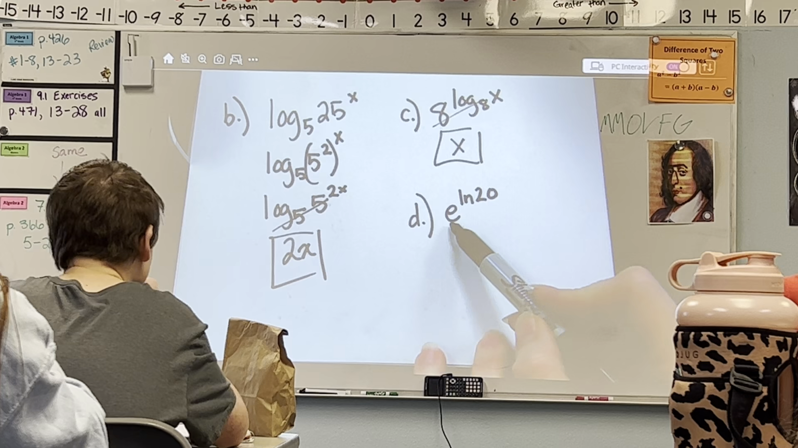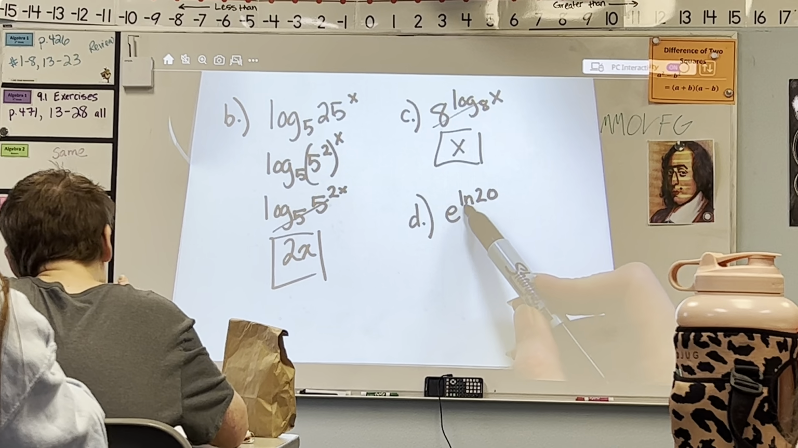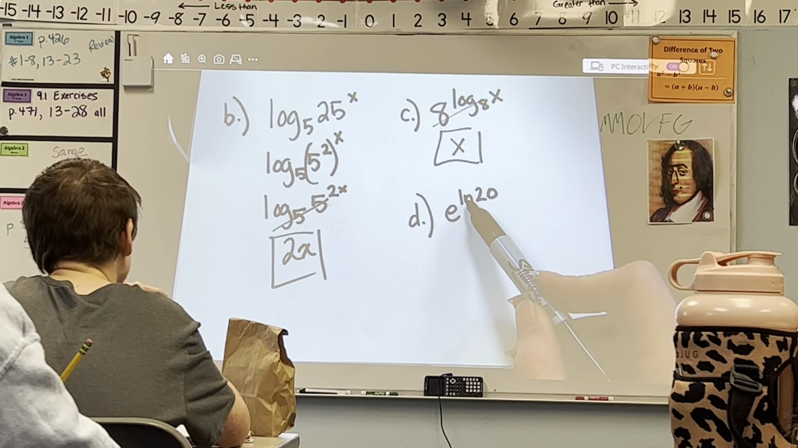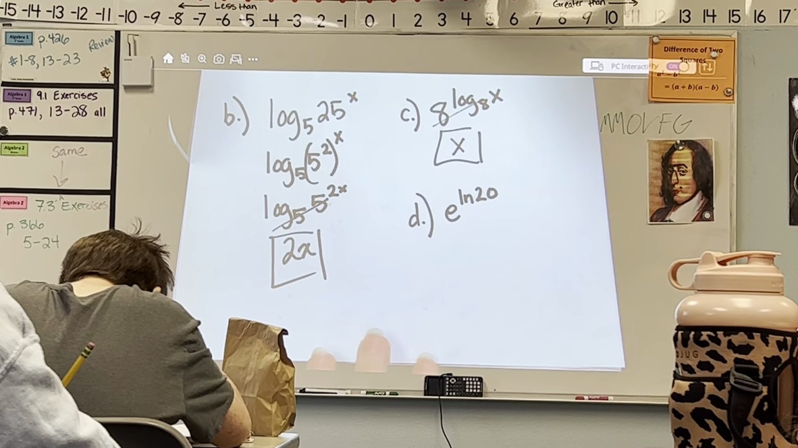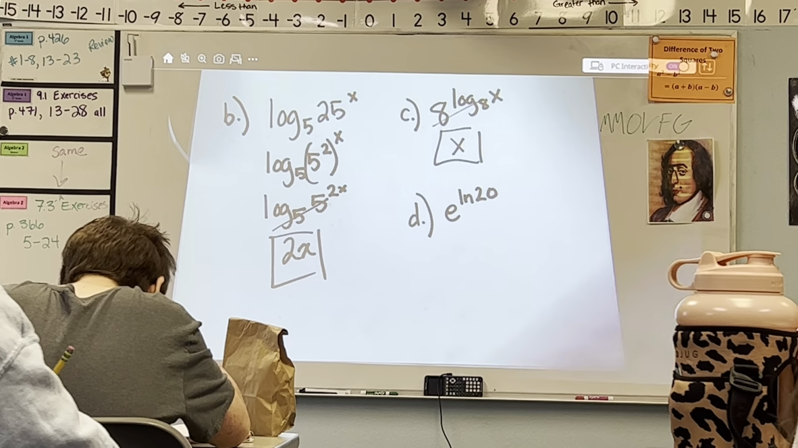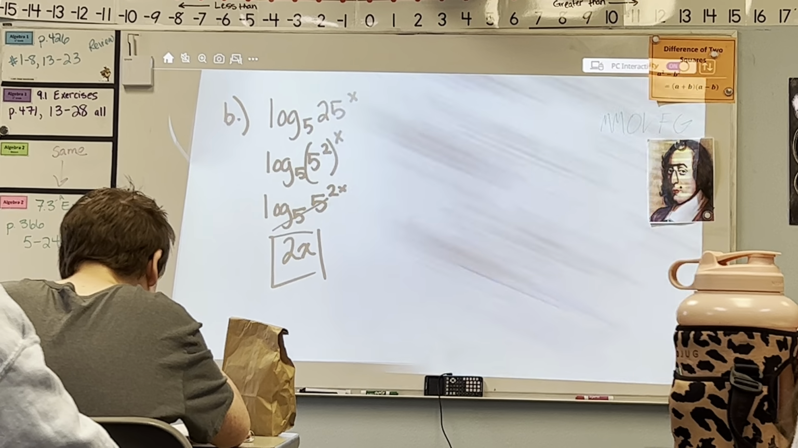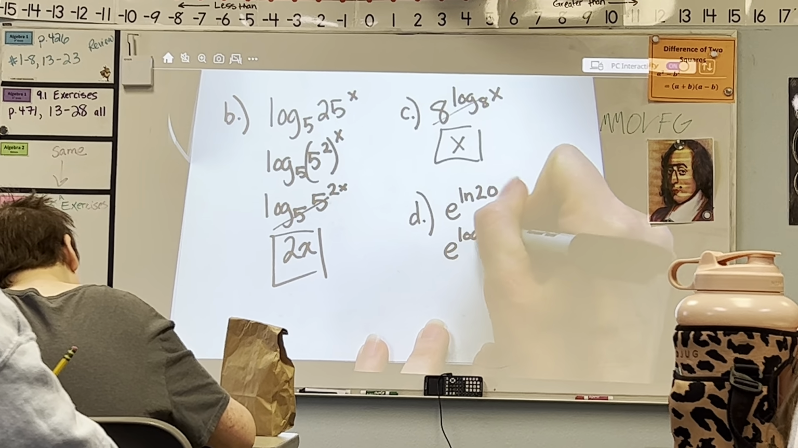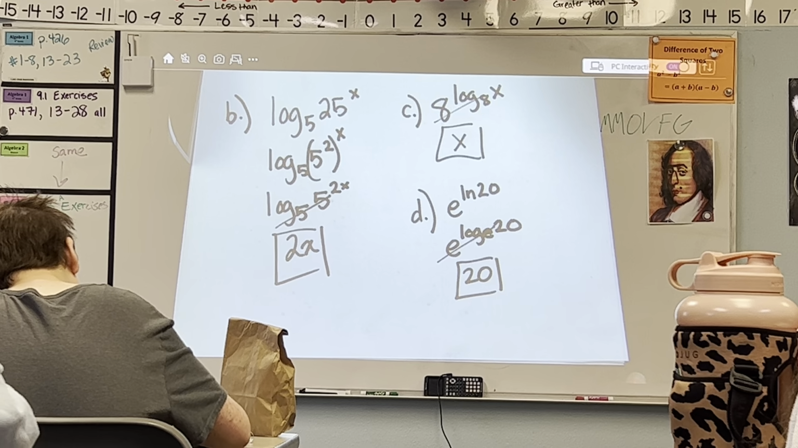All right. E to the power of natural log of 20. Isn't that the same thing? Yeah, it is. Natural log turns into log base e. So let's rewrite it. We've got e to the log base e of 20. So now these two things match and cancel. And it's 20. This is so stupid. So we literally just need a chart, that way we can plug stuff in and see what we can cancel and get a number.